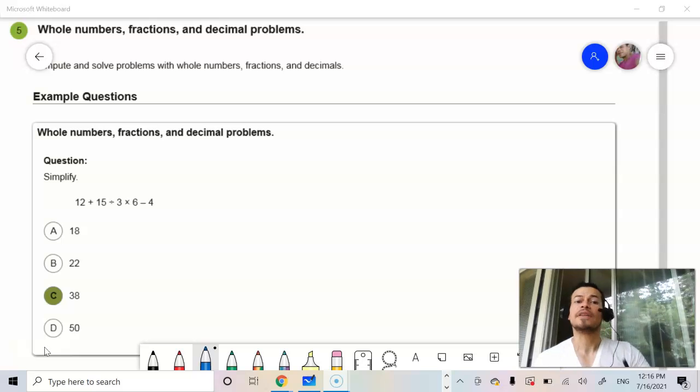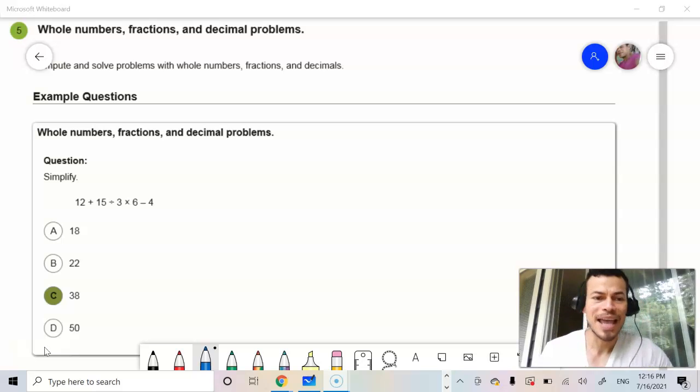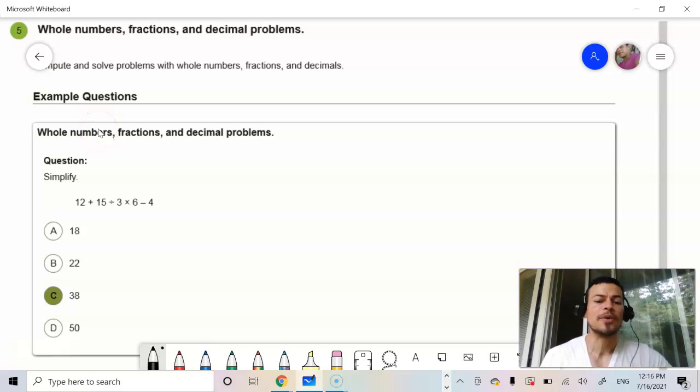Exercise number 5. This exercise is about whole numbers, fractions, and decimal problems. It says compute and solve problems with whole numbers, fractions, and decimals. And the example question says simplify 12 plus 15 divided by 3 multiplied by 6 minus 4. So I want you to pay attention if you get a question like this on your test. I want you to rewrite what the test is giving you, because the test is not really telling you.